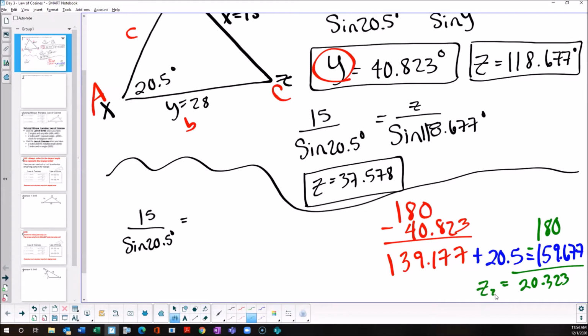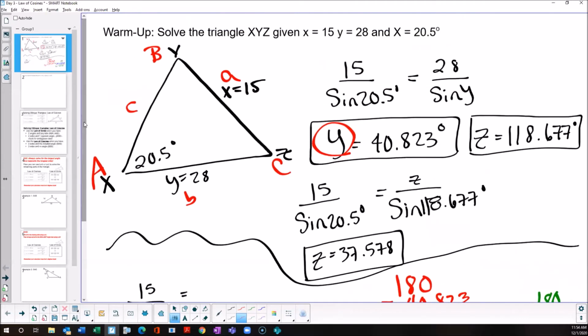Sorry, that is Y2. I'm talking too much. This is my Y. Okay, so 20.5, that is X on both triangles, right? So angle X can't change. You're given that. Side X can't change. You're given that. The only thing that can change is these two angles, Y and Z, and side Z.